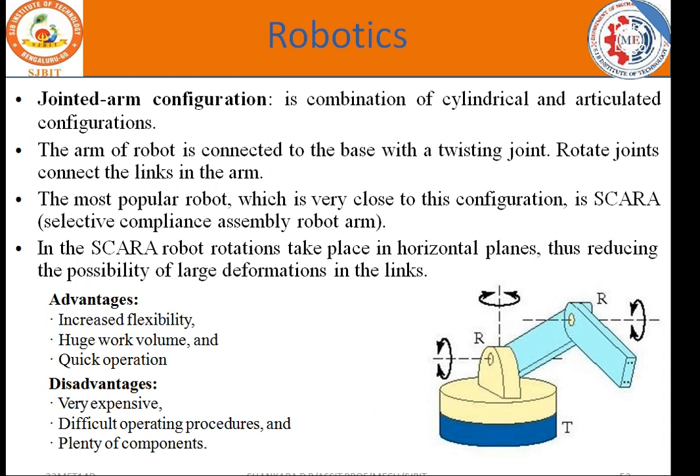The jointed arm configuration of the robot is known as the SCARA robot, where rotations are available at all the 3 joints. Only the base is fixed, but all the motions are rotary motion. This type of robot is named SCARA, which stands for selective compliance assembly robot arm. Advantages are increased flexibility and a large work volume, and the operation is quick. But the cost is more, operating procedures are difficult, and plenty of components are attached, so the number of moving parts is more.